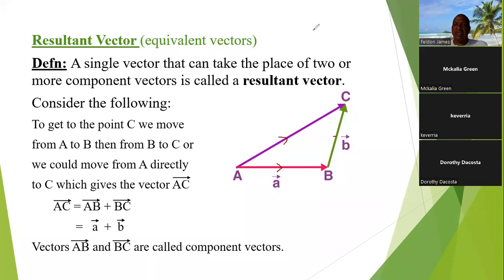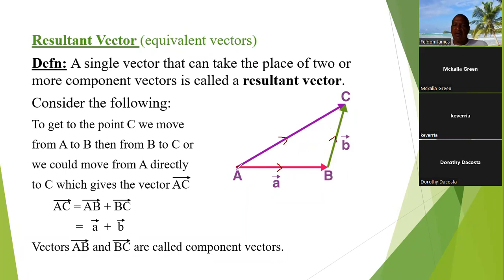But what you notice about these component vectors is that the arrows on the component vectors are going from head to tail. So the head, the nose of this arrow here, is going into the tail of this arrow here. And when component vectors are followed in that way, you will notice that the resultant vector would be a straight line starting at where the component starts and ends where the component ends.